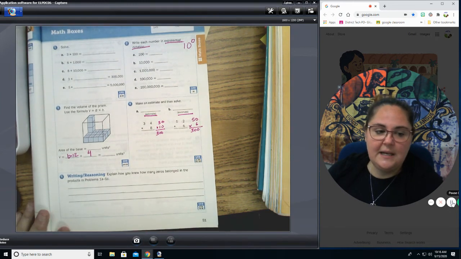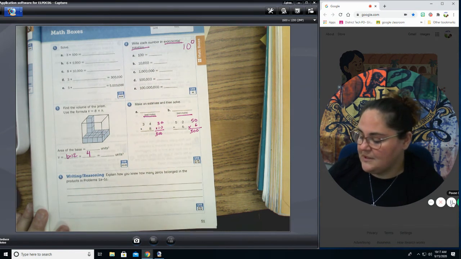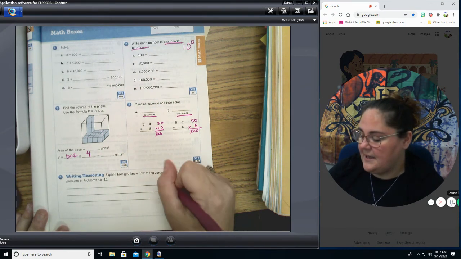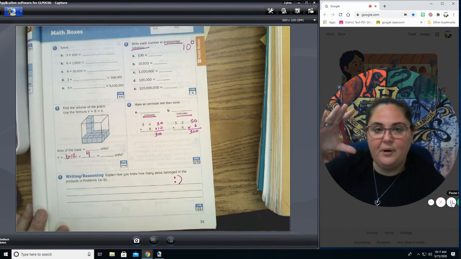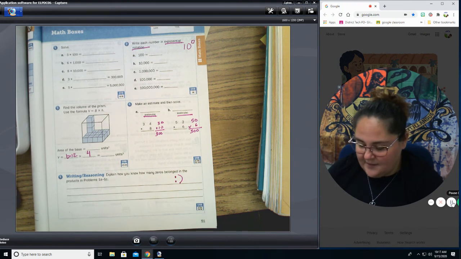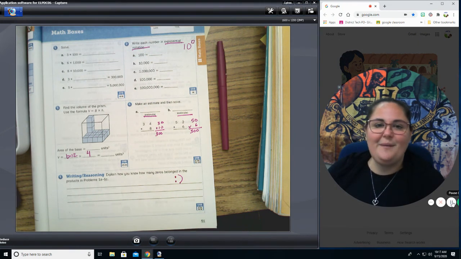For number 6, make sure that you show your reasoning. How did you know how many zeros belonged in the problem? As soon as you are done with that question, at the very, very end, you can put a colon and a little partial parentheses, a little smiley face, and that's going to be my hint that you watched my video. That's going to show me that you watched it all the way through.